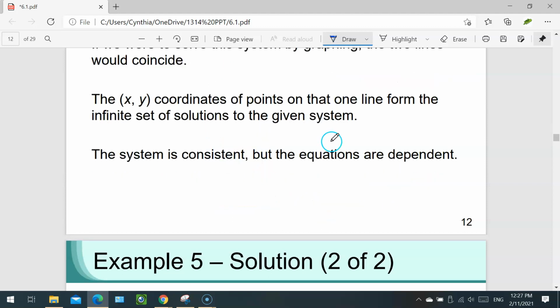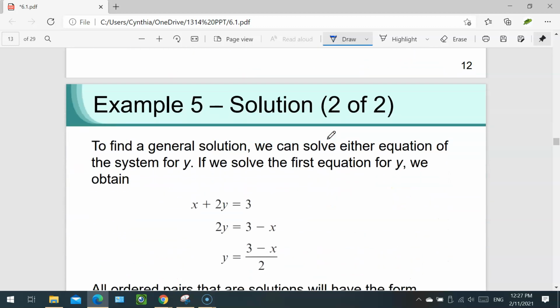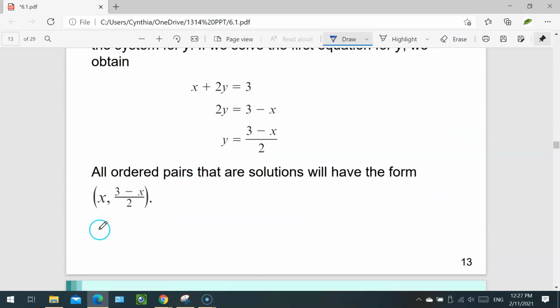Okay, form the solution. The way we give the solution, we always keep the x term. So we need to keep the x term. Now the y, we don't write down the y here because your y relies on the x term. So from here, if I rewrite the y, keep the 2y equals 3 minus x. Divide by 2, you will get y equals 3 minus x over 2.